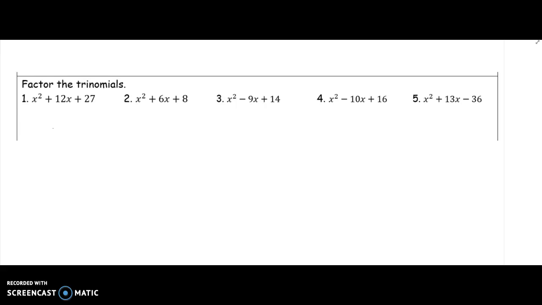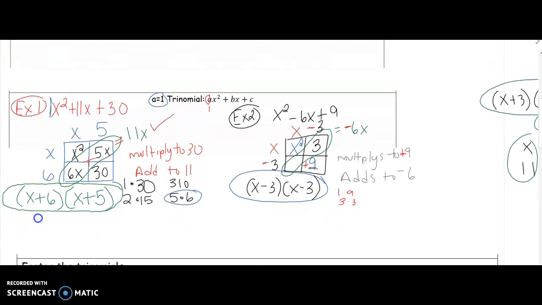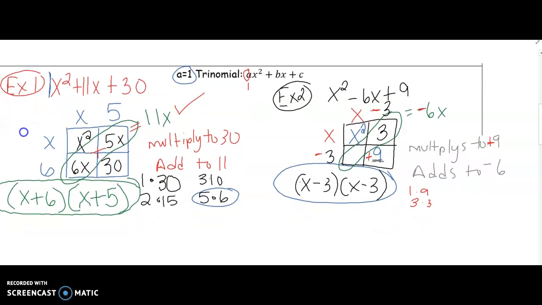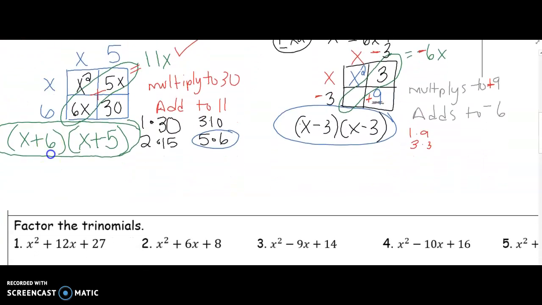Hello, welcome back guys. This is the second video following the first video that we saw on factoring trinomials. We practiced how to factor trinomials with a equals 1, so you should have seen that video first.